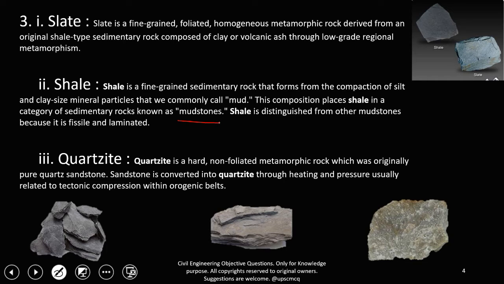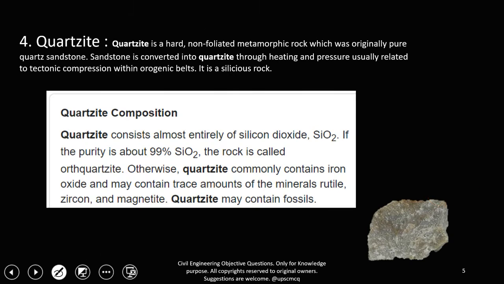Now, quartzite, we have already discussed as a metamorphic rock, as in this slide. This is slate, shale and quartzite. Slate is formed by metamorphic action on shale, which is a sedimentary rock. Quartzite is a metamorphic rock that consists entirely, or almost entirely, of silicon dioxide. Therefore, 99% is silica. It is a siliceous rock.